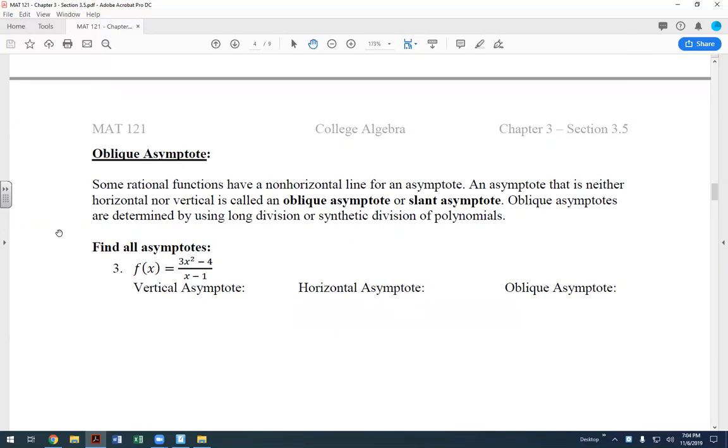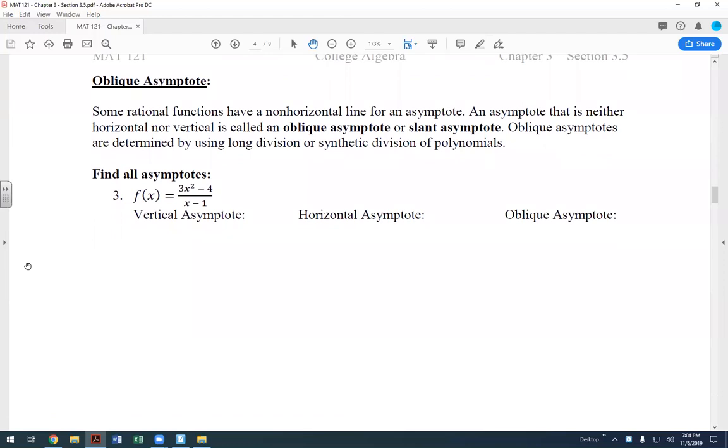Oblique? Yeah. Okay, all right, so let's see what happens here. We're saying some rational functions have a non-horizontal line for an asymptote. If it's neither vertical nor horizontal, we call it an oblique or a slant asymptote. We normally go with oblique. And you have to use long division or synthetic division to find these asymptotes. So let's take a look at what's exactly happening here in number 3.